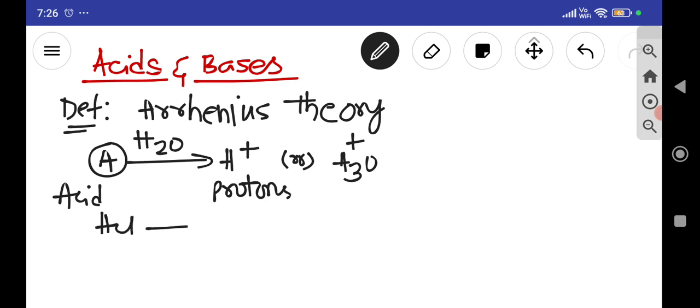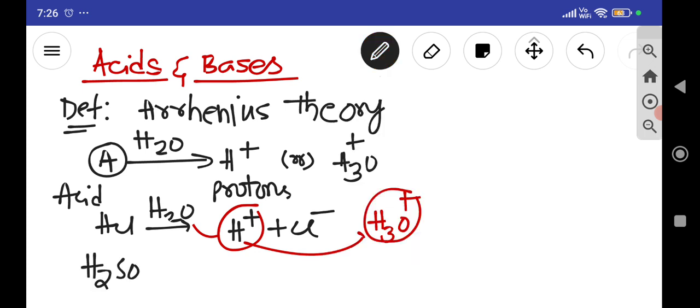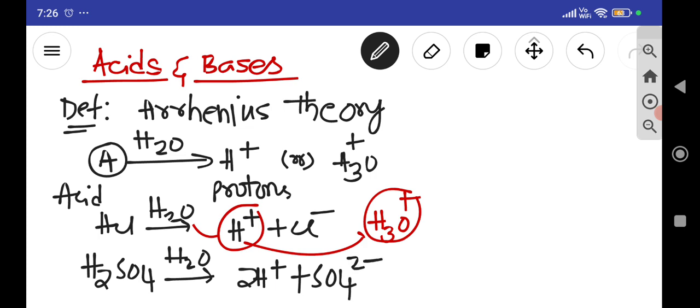Example, HCl in water gives you H plus and Cl minus. So this H plus will combine with H2O and can give hydronium ion. So the definition can be either way. The substance which gives H plus ions or hydronium ions in presence of water is called an acid. If you take H2SO4 in water, it gives 2H plus and SO4 2 minus. So sulfate ions are liberated. Here we can call it an acid as it is releasing H plus ions.